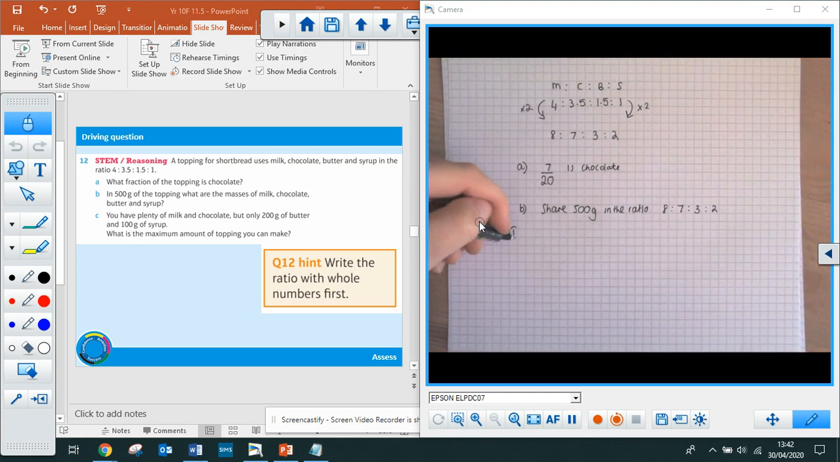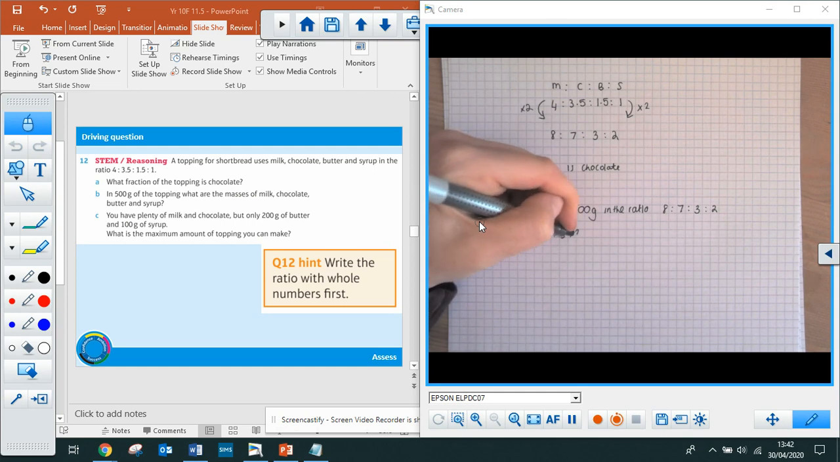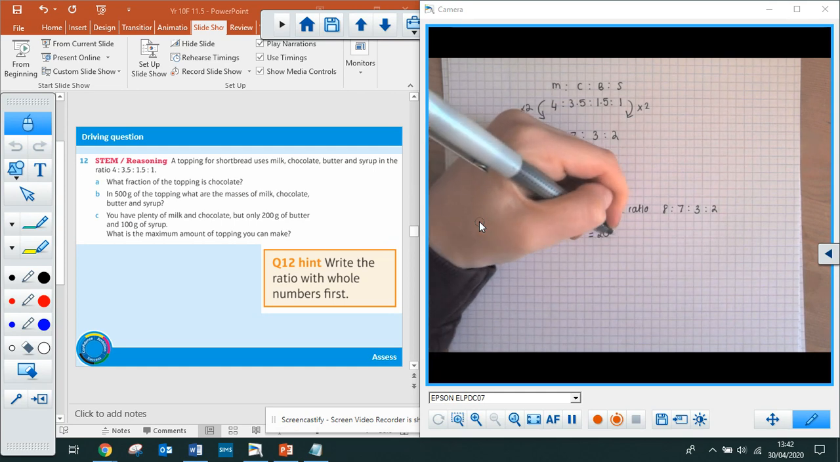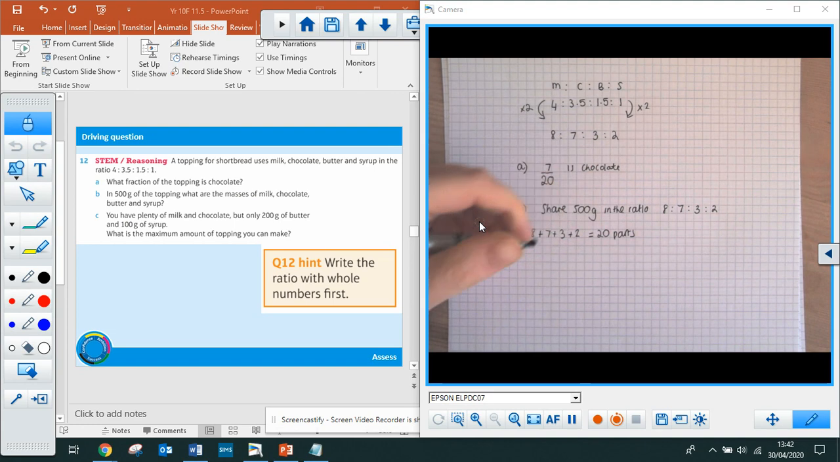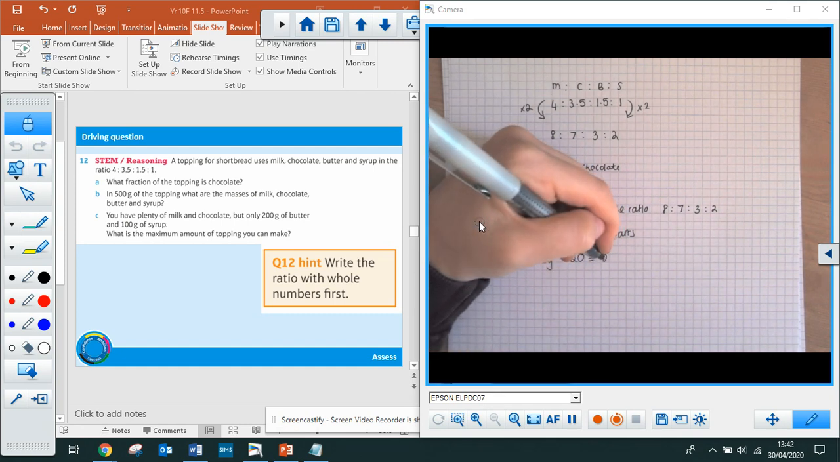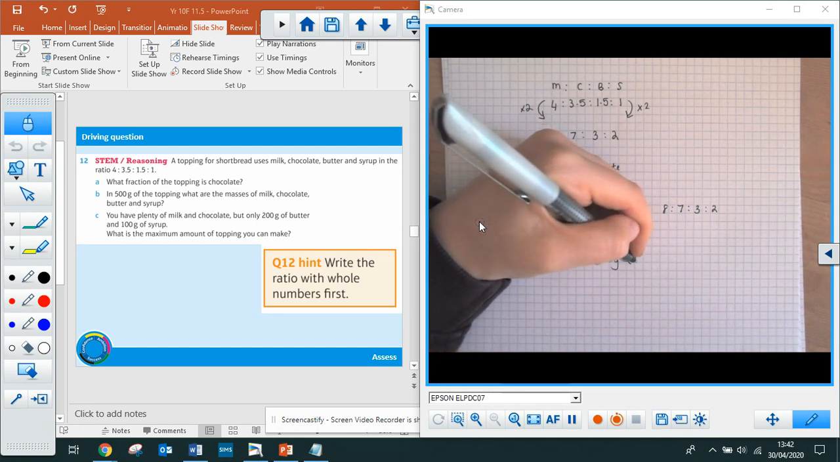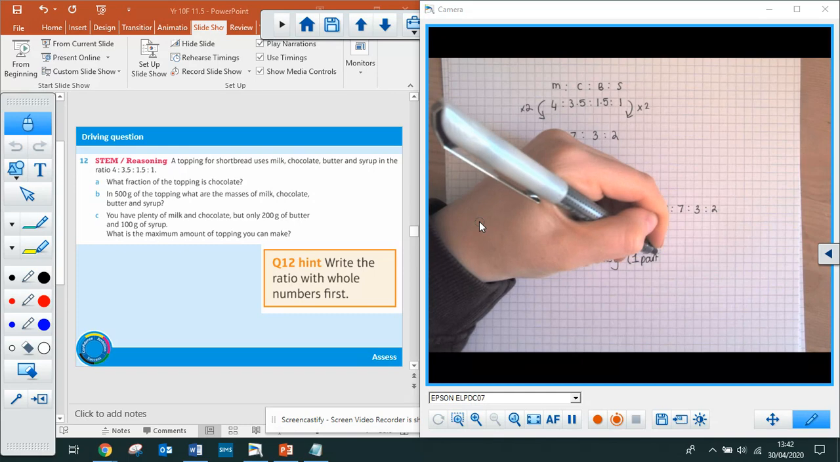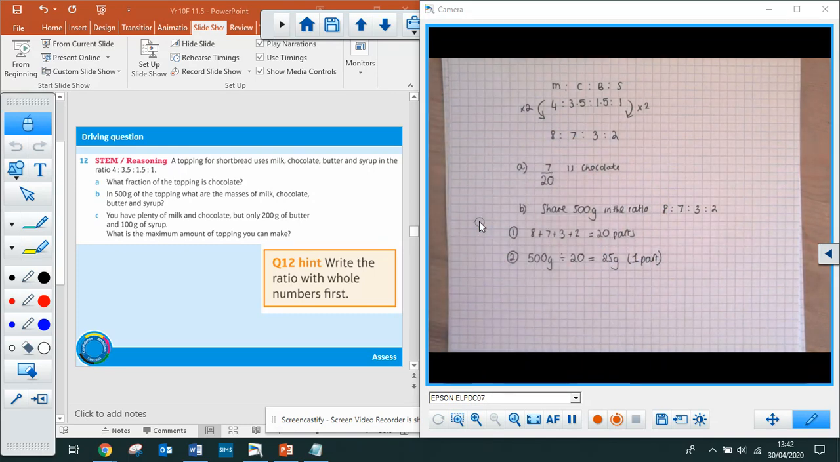Step 1, add my ratio together. I already did that, it's 20. There's 20 parts in total. Step 2, divide my amount that I'm sharing, so 500 grams, by my 20 parts. And that will tell me my value of one part, and that will be 25 grams. So one part of the ratio is worth 25 grams.